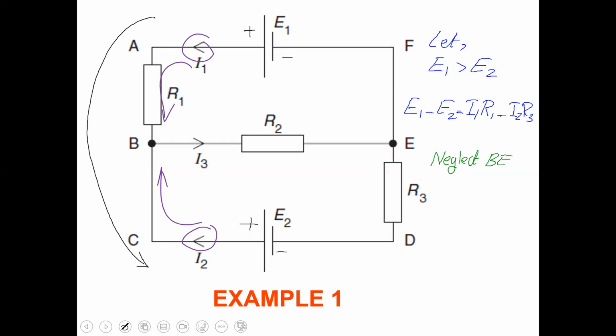Now, why I1 minus I2? Why not I2 minus I1? We have supposed E1 is bigger, so I1 would be bigger than I2. So compare the equation.